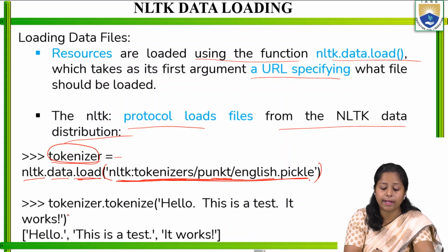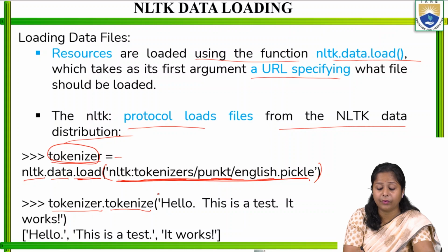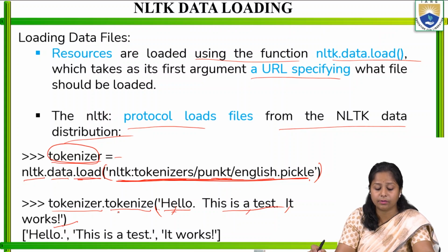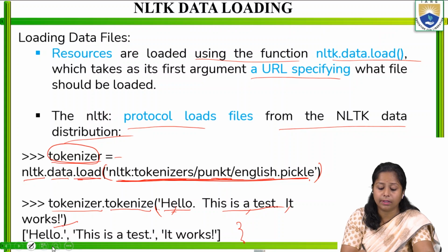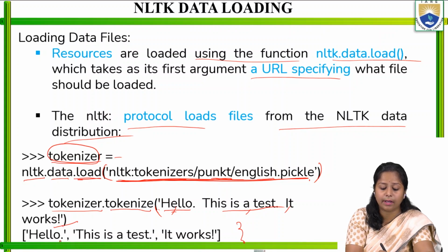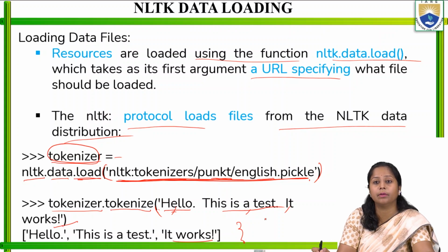Then in the very next line, I am going to write tokenizer.tokenize. In the function brackets, with single or double quotes, I will write: Hello, this is a test, it works. These three sentences will be written, and that is going to make tokens out of that. In the next line, I am going to get the output as tokens: Hello, this is a test, it works. So these three tokens are going to be printed here after the tokenizer.tokenize line.